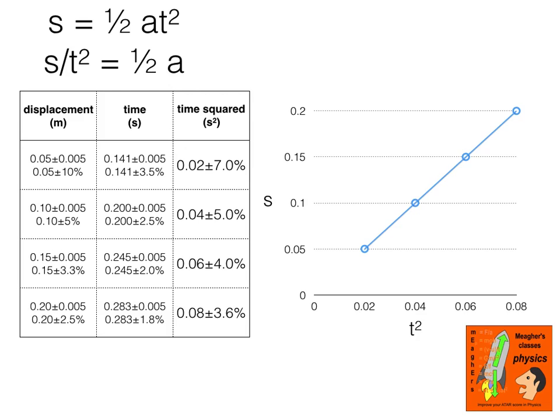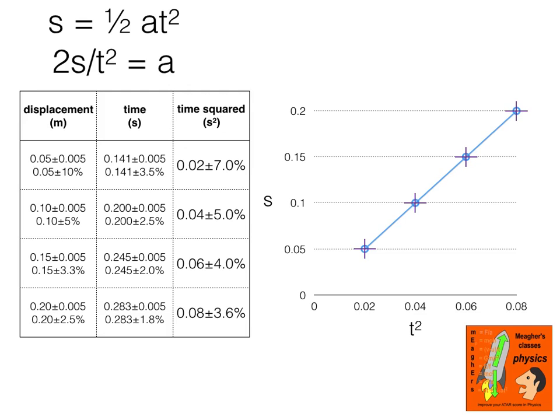Now, normally when we collect data, there might be some anomalous readings outside the exact straight line. When we look at these things, we should be indicating on our graph the error associated with each data point. So we can put in what are called error bars. I've put the error bar there for the displacement on each of the data points, and I've also put an error bar there for the time squared on each of the data points.